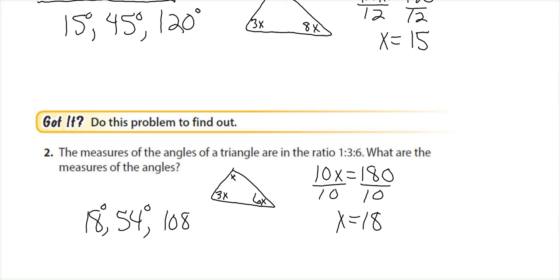So 108 degrees. All right, so again, when you do these ratio ones, you're just putting an x behind them, add them all together, and then put it equal to 180, and it's that simple. All right, nothing too crazy on that one. All right, let's go ahead and turn the page, and let's look at the next part.